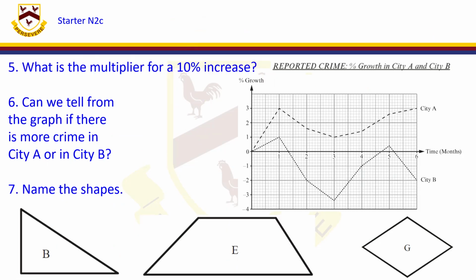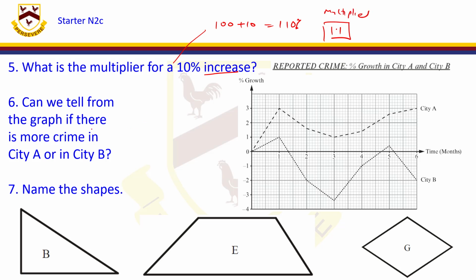Okay, so hit pause, have a go. When you're ready, hit play again and we'll go over them. Okay, what's the multiplier for a 10% increase? So that's going from 100%. We're adding 10 on, so it's 110%. And don't forget it's increase. So that's in decimals, 1.1 as a decimal. So that's our multiplier.